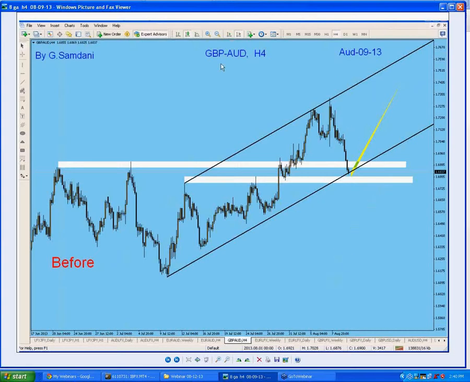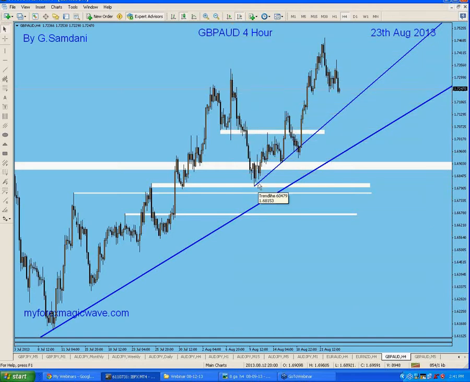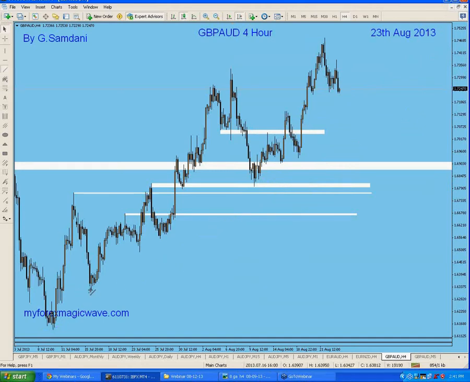Now let's see this one, the pound Aussie chart. This is August the 9th, and the current situation on this pair is this. It went from here to here. Let me take out this confusion here, and let me show you how easy it was to take this big trade.